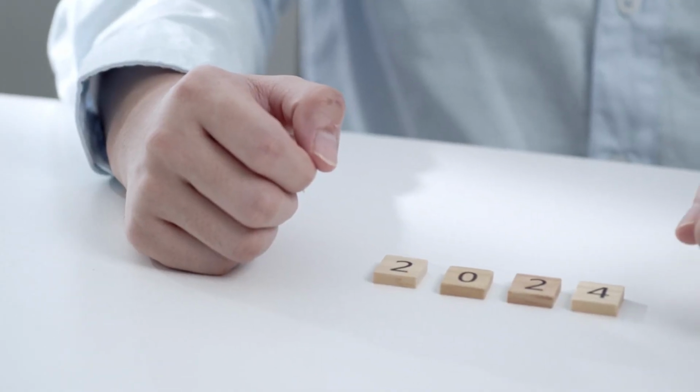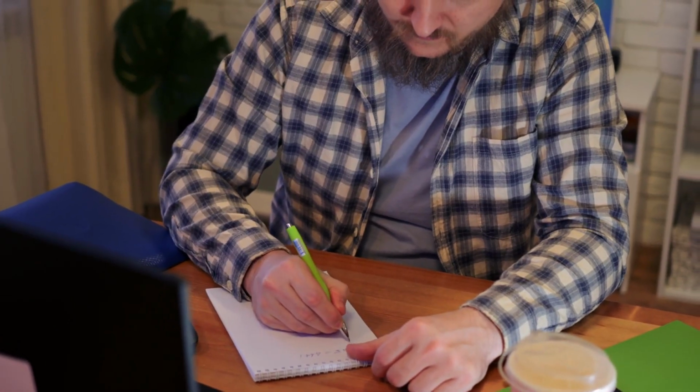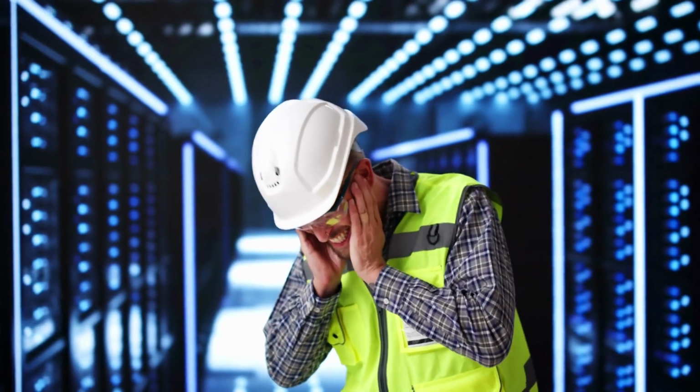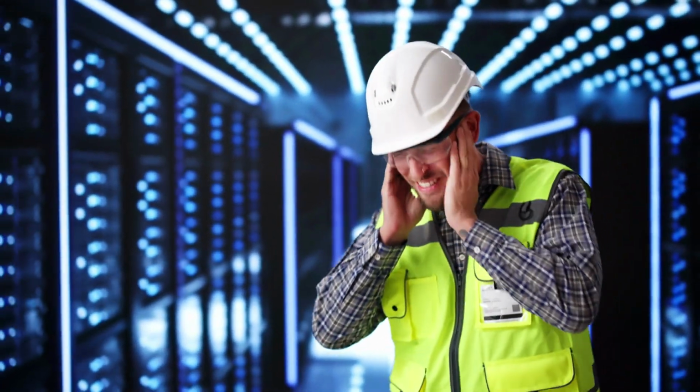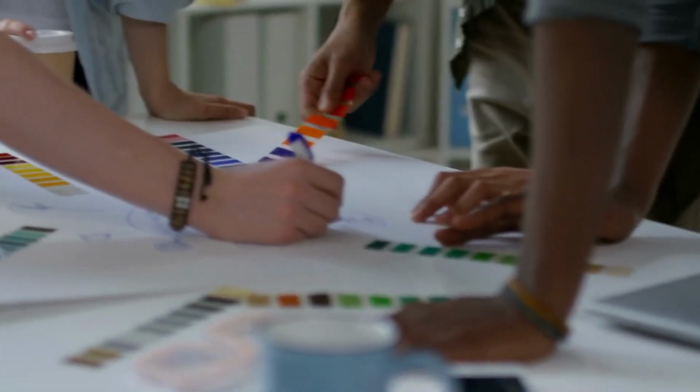Section 2. The shift. I stopped asking, "What's the best strategy?" and started asking, "Why am I not consistent?" The answer was always the same: too much noise. So I stripped everything down to 4 things: price, levels, market direction, and volatility. That's the whole game.